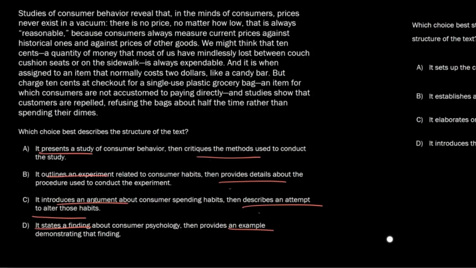"Studies of consumer behavior reveal that in the minds of consumers, prices never exist in a vacuum. There is no price, no matter how low, that is always reasonable, because consumers always measure current prices versus historical ones and against prices of other goods. We might think that 10 cents, which is a quantity of money that most of us have mindlessly lost between couch cushions or on the sidewalk, is always expendable. And it is when assigned to an item that normally costs $2, like a candy bar, but charge 10 cents at checkout for a single-use plastic grocery bag, an item for which consumers are not accustomed to paying directly. And studies show that consumers are repelled, refusing the bags about half the time rather than spending their dimes."